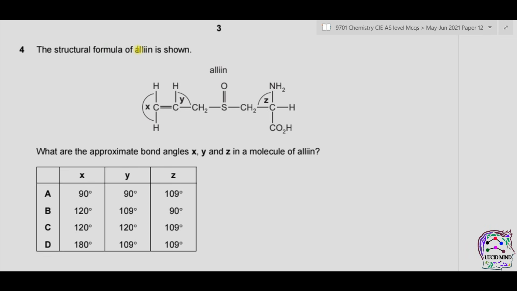Question 4. The structure formula of alliin is shown. This is the compound. They've asked about this X, Y and Z bond angles. What are the approximate bond angles X, Y and Z in a molecule of alliin? To find out the bond angles, you must know the hybridization of carbon that is present. If the carbon present is making one double bond and two single bonds, then the hybridization is always sp2. If the carbon present is making 4 single covalent bonds, then hybridization is sp3.